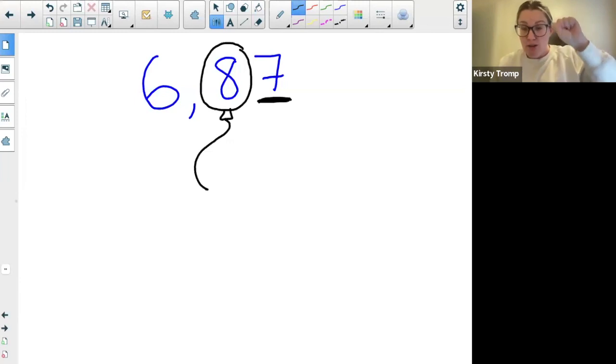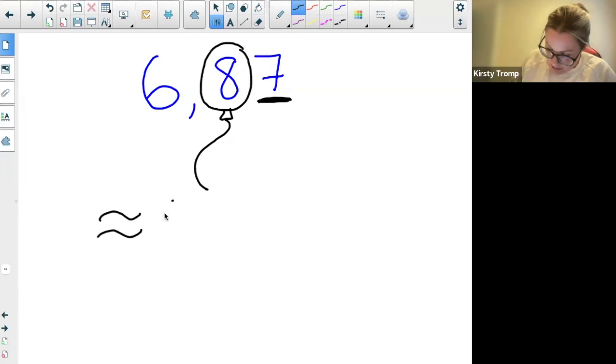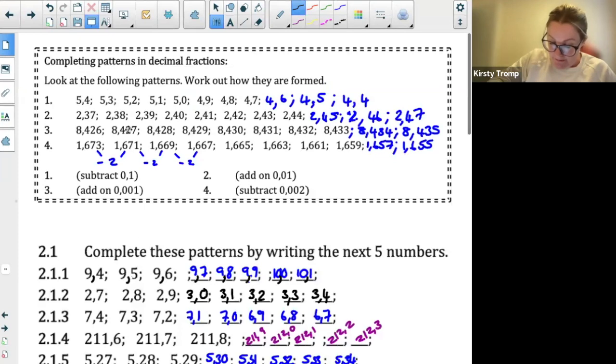So this is my hand. I'm holding my balloon. 1, 2, 3, 4, 5. What happened to the balloon? What happened when you got to 5? It floats away. So that means that this number is going to be rounded up to 6, comma, what number is 1 up from 8? It's going to be 6, comma 9. Okay, 6, comma 9.